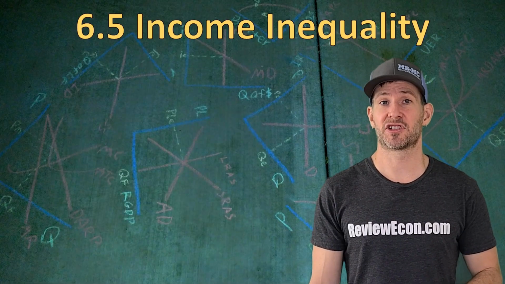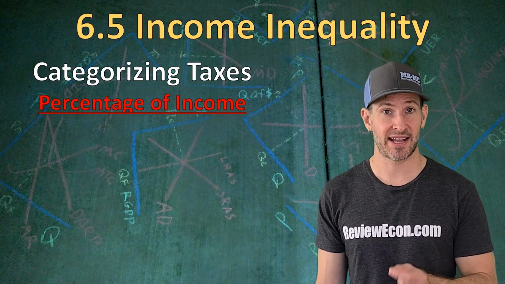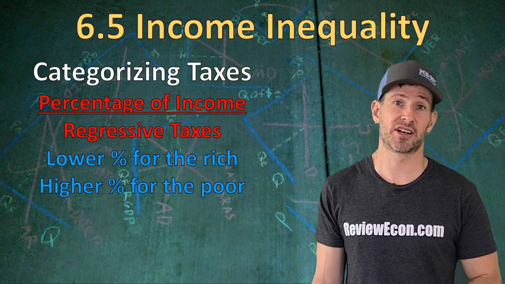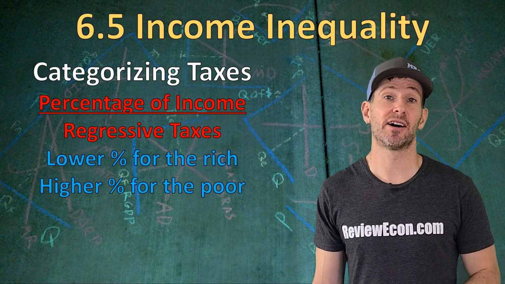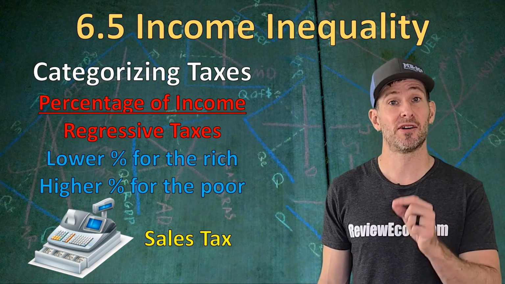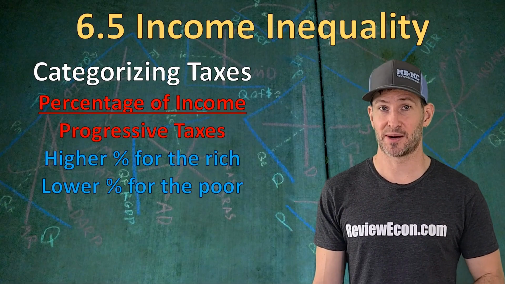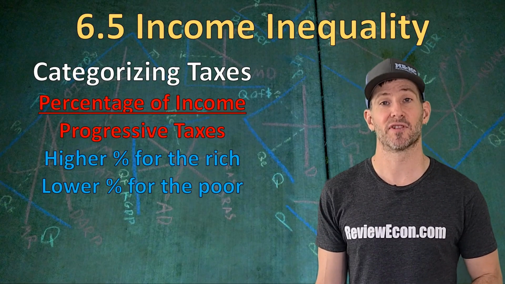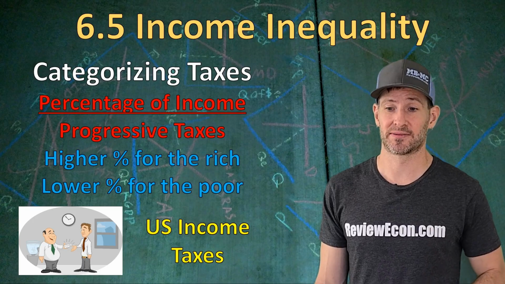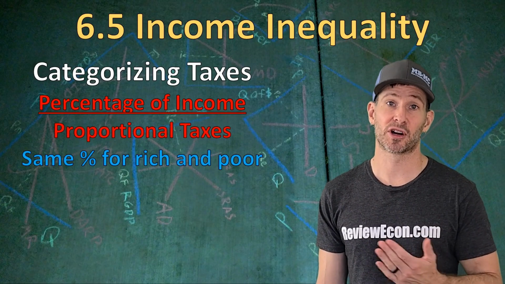One impact on income distribution is taxes. You can categorize taxes based on the percentage of income they take from the citizens. Regressive taxes take a lower percentage of income from the rich and a higher percentage of income from the poor. An example of a regressive tax in the United States is sales tax. It's a higher percentage of income for the poor than it is for the rich. Progressive taxes, on the other hand, take a higher percentage of income from the rich and a lower percentage of income from the poor. United States income taxes are a progressive tax structure. The last type of tax is a proportional tax. That is the same percentage from everyone regardless of income.